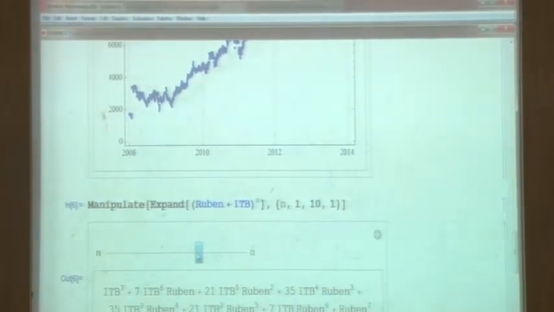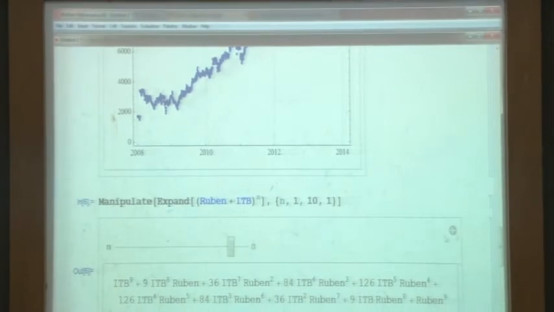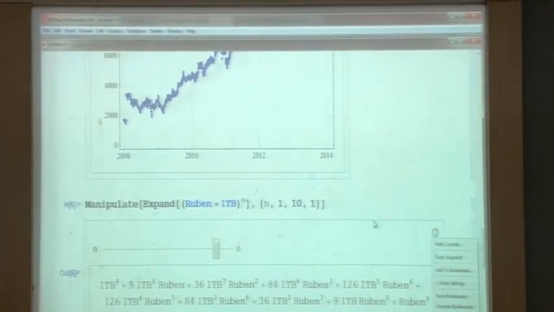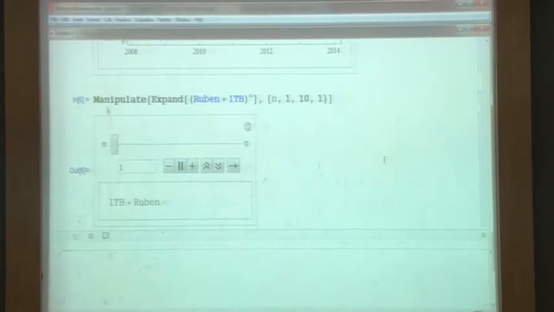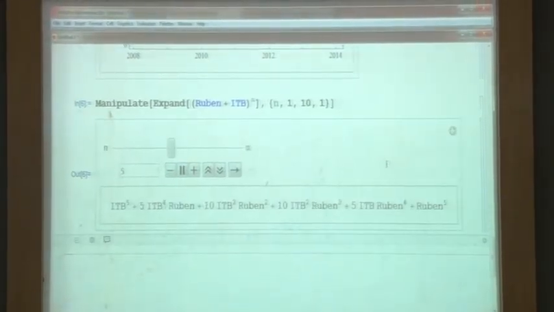So if I do this, wow, a lot of expansions all together. And we can actually make a movie. I know it's a silly example, but I'm just trying to show you the power of Mathematica. That's it.